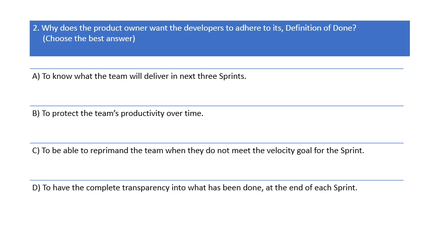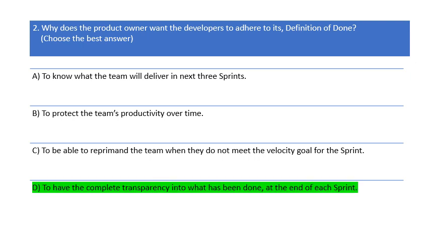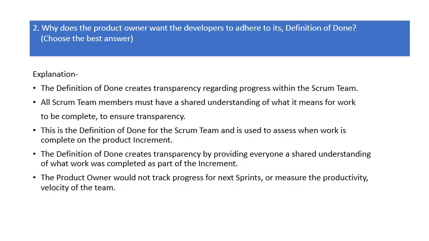Let me know what option you have chosen. You can see the right answer on the screen. It is option D. Let us see why the answer is option D. The definition of done creates transparency regarding progress within the Scrum team. All Scrum team members must have a shared understanding of what it means for work to be complete, to ensure transparency.